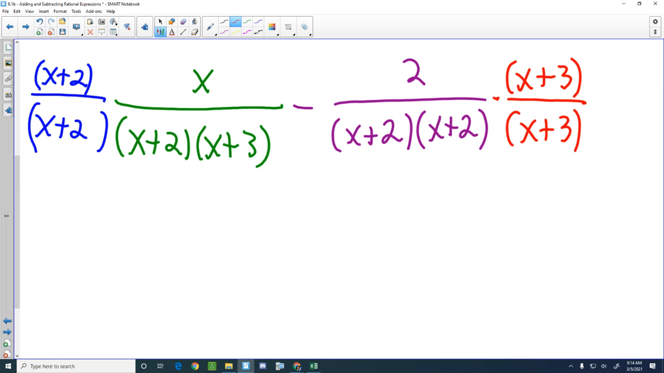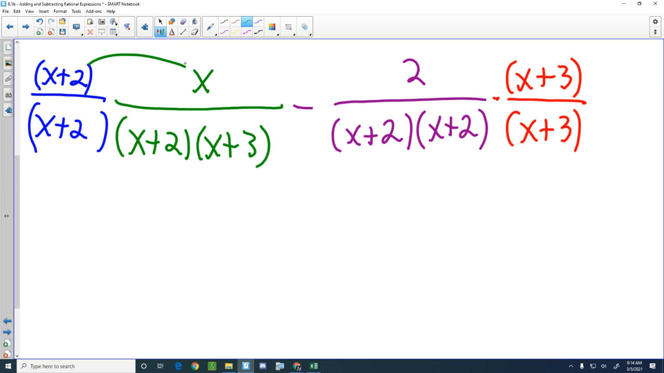So now, do both denominators have all the same factors? Yeah, they both have 3 factors, two x plus 2s and one x plus 3. They are the same, so now we can go ahead and add or subtract them. Now, in the numerators, make sure you multiply those out. So that's where the actual calculations are going to be coming into play.